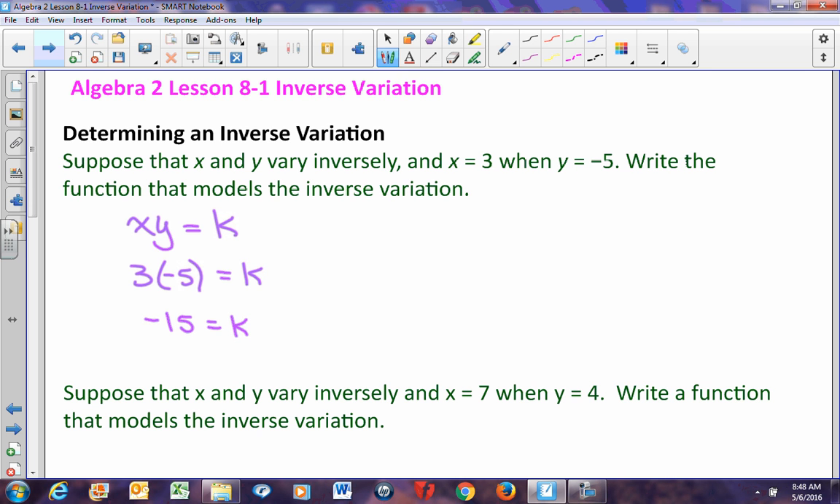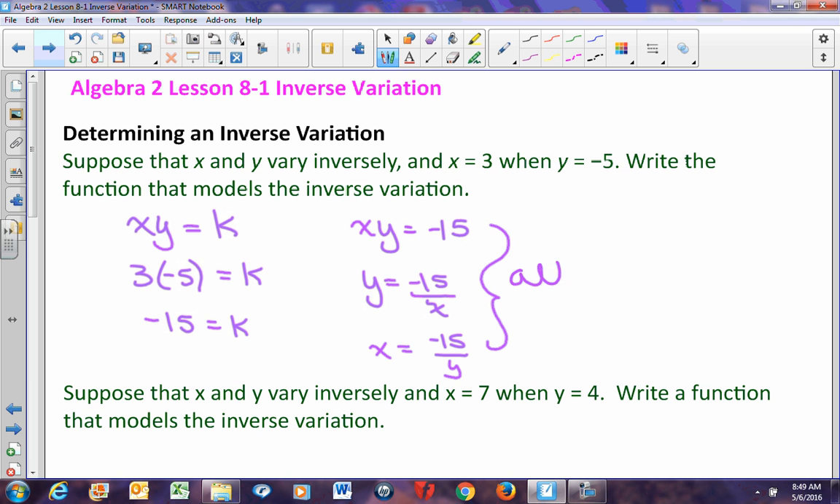So our inverse variation equation is x times y equals -15, or y equals -15 divided by x, or x equals -15 divided by y. You just solve it for the different variables. So any one of those 3 forms is inverse variation. These are all the same form of inverse variation. They're just different ways of writing the same form.